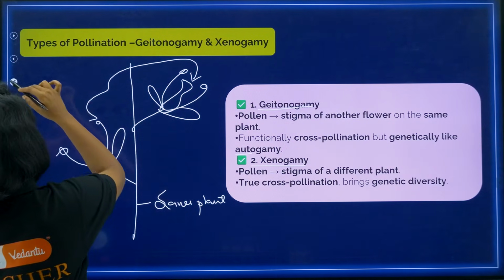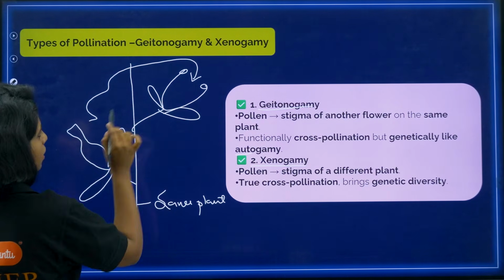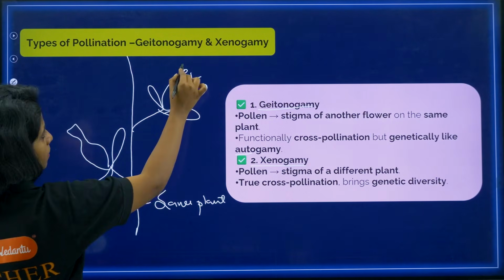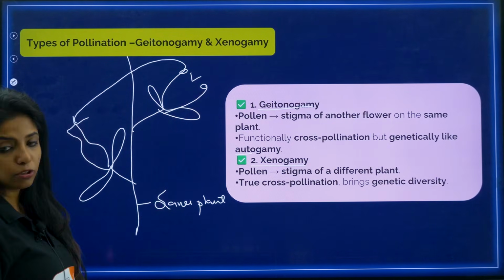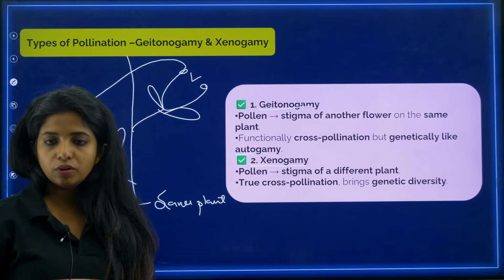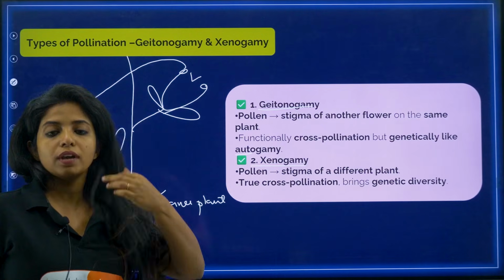And suppose that is not the case. Here there is male and here there is female. From here, things are coming over here. This is also the same plant itself. This is known as geitonogamy. Stigma of another flower on the same plant. Another flower but on the same plant. This is known as geitonogamy.